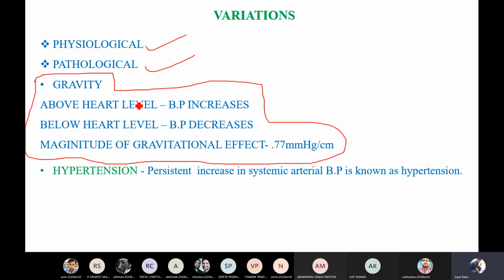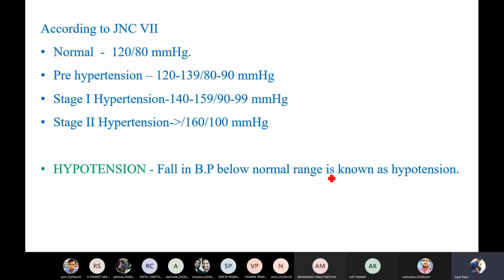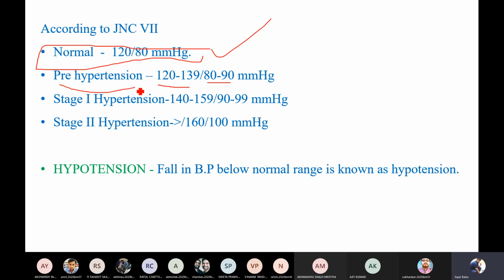So what is hypertension? Hypertension is nothing but an increase in the systemic arterial pressure. If the BP is above a certain normal limit, then you can call it hypertension. So let us see the limits of blood pressure. The normal limit of blood pressure is 120 by 80 mm of Hg. This is called ideal blood pressure. If you have systolic blood pressure between 120 to 139 and diastolic blood pressure between 80 to 90, it is known as the pre-hypertension state.